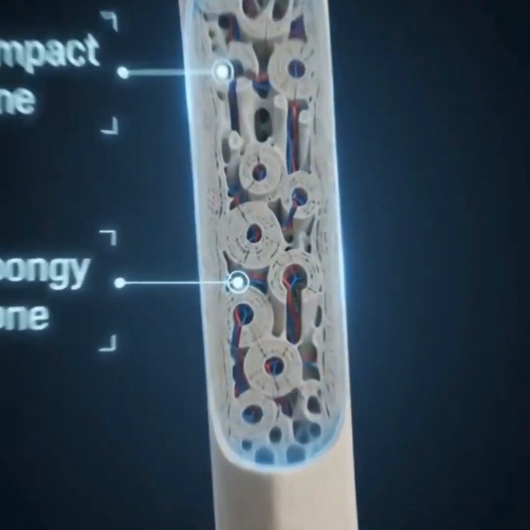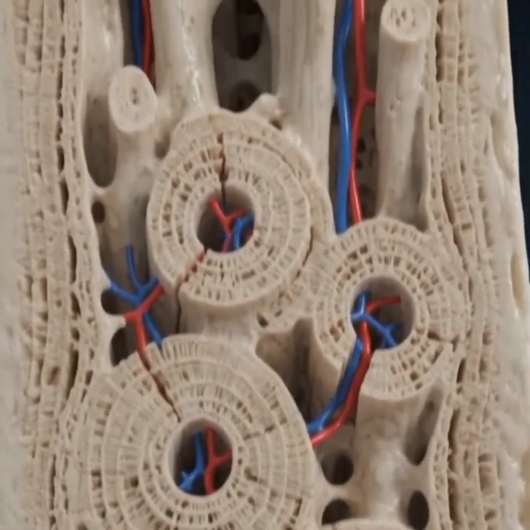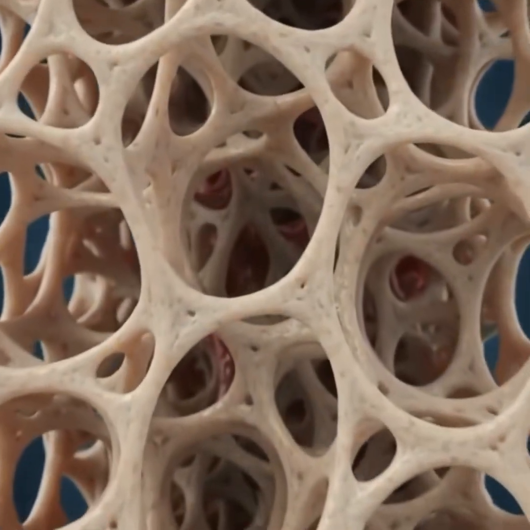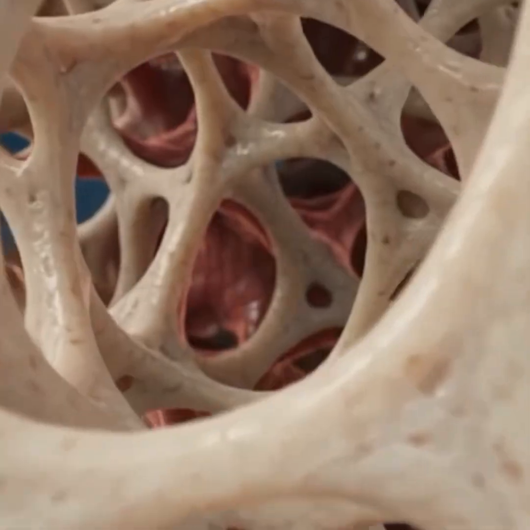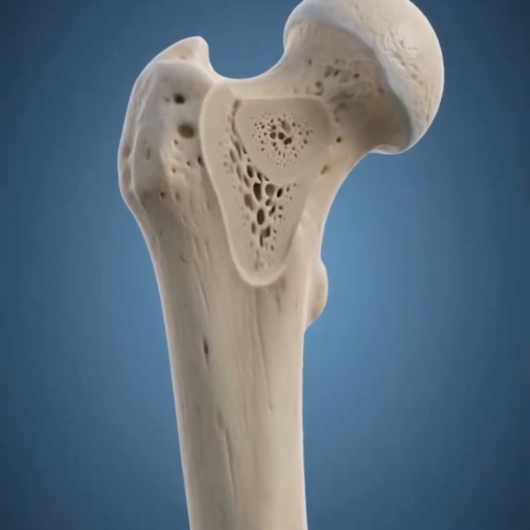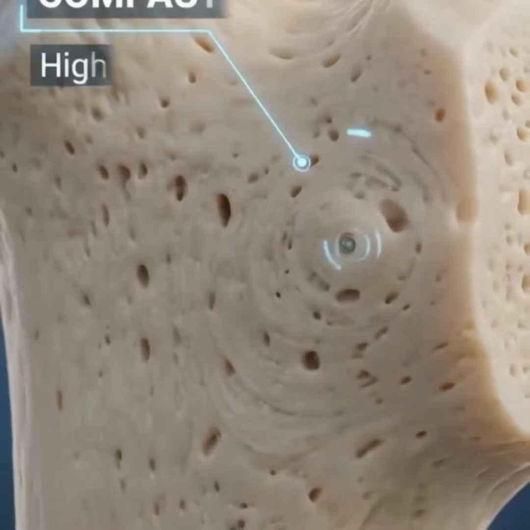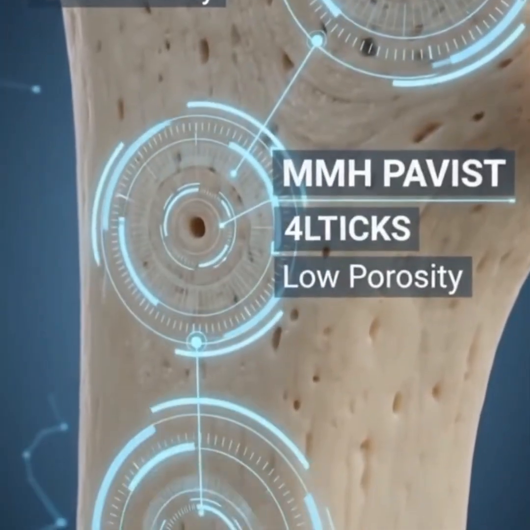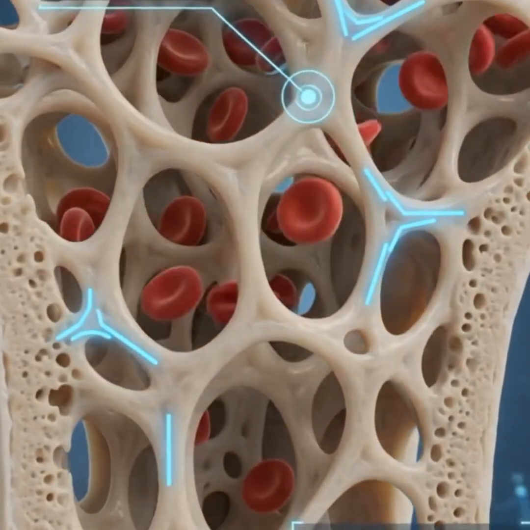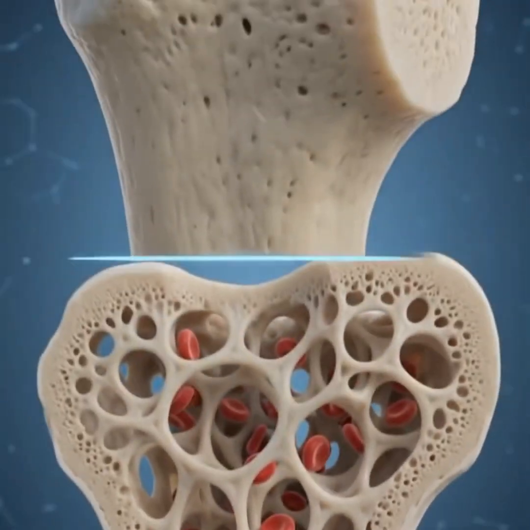Compact bone forms the hard external layer of all bones. Spongy bone is found in the interior core. Let's compare compact and spongy bone. Compact bone is dense with low porosity. Spongy bone is a porous honeycomb lattice.